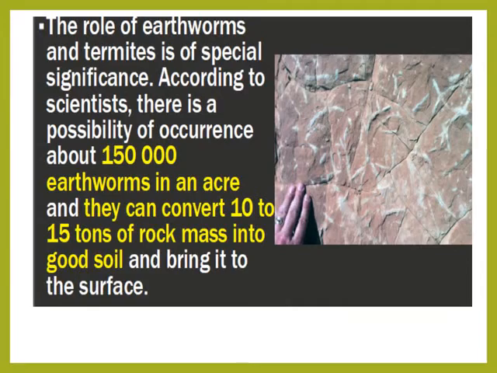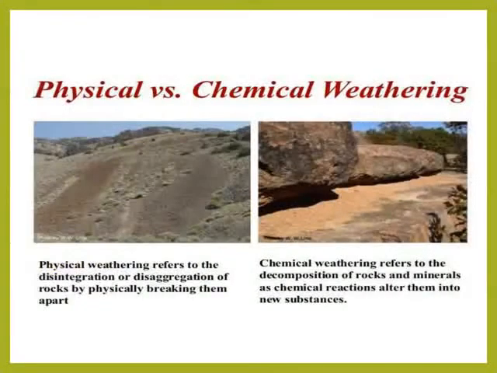Physical and chemical weathering, let us see the difference. Physical weathering, as I already told you, is just the disintegration of rocks into pieces, that is, physically it breaks into pieces. That is known as physical weathering. Whereas chemical weathering is decomposition of the rocks, that is, the minerals present in the rocks convert into new substances. That is known as chemical weathering.